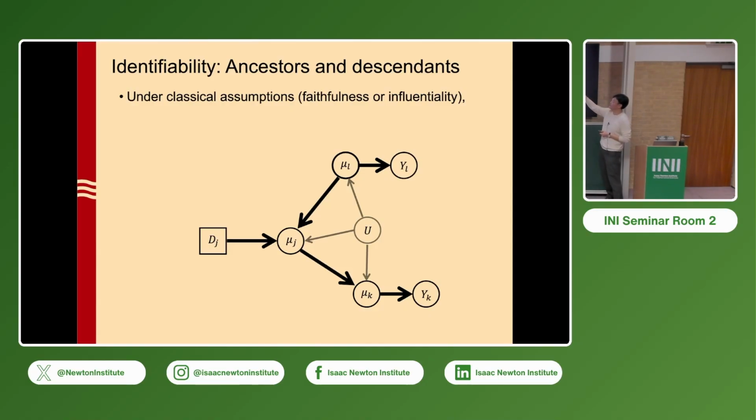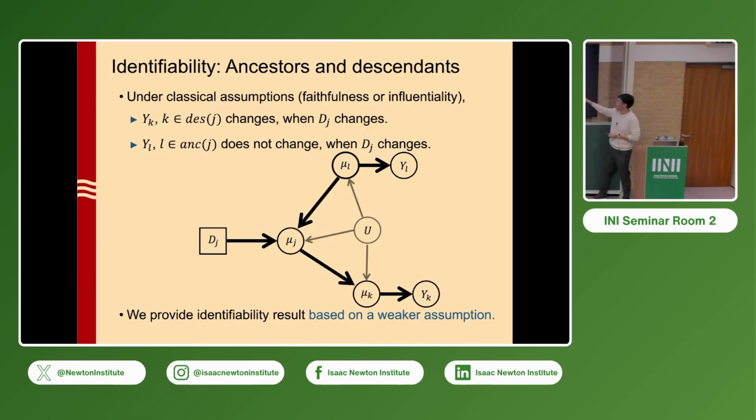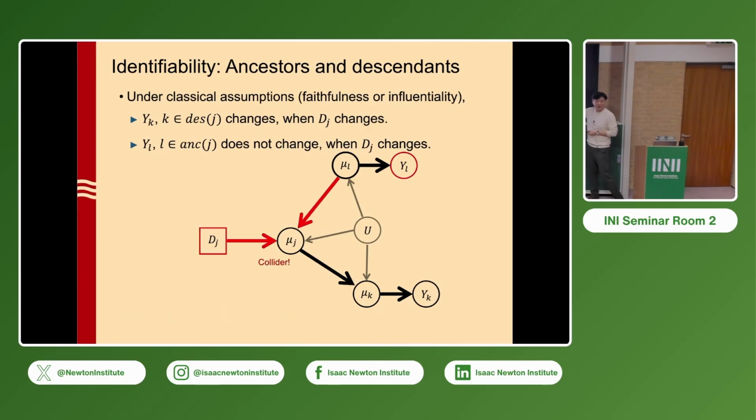Under some classical assumptions, like, as I think you mentioned at the beginning, the faithfulness assumption or influentiality assumption, if this gene K is a descendant of this gene J, then already this D_J should change this Y_K, right? And also, if this Y_L is an ancestor gene of this gene K, then the intervention on this guy shouldn't change the expression of this guy because this is a collider. This is under classical assumptions like faithfulness or influentiality, and that holds even if you have this U.